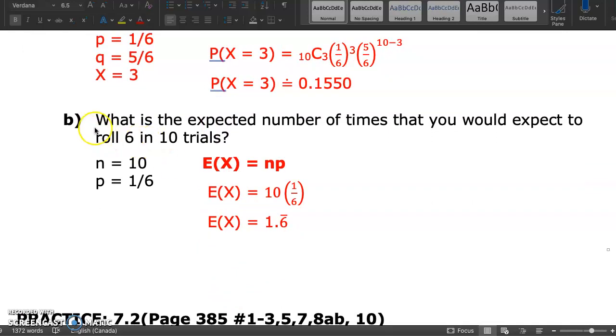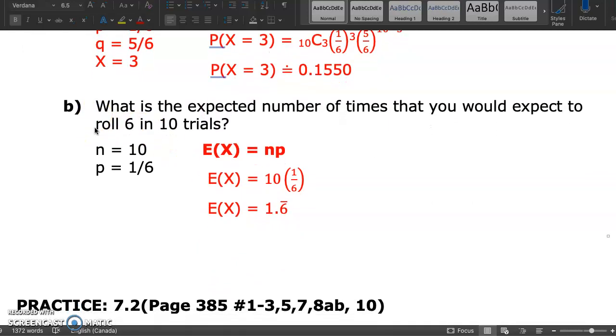Next, for this exact situation, if there are 10 trials, we would have a probability of 1/6. The expected value formula in this context is 10 times 1/6, which is approximately 1.6.